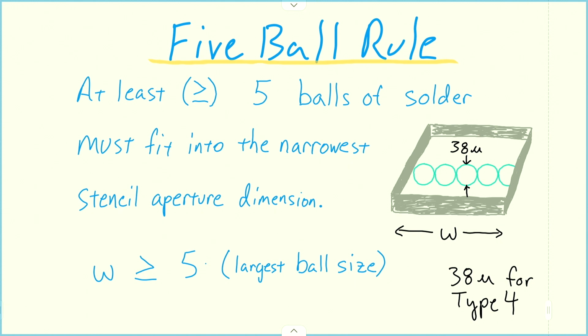Now we're prepared to state the 5-ball rule. At least 5 balls of solder must fit into the narrowest stencil aperture dimension. Since, for us, the narrowest aperture dimension is always width, we have the following. W must always be greater than or equal to 5 times the largest ball size. For type 4 solder paste, the largest ball size is 38 microns.